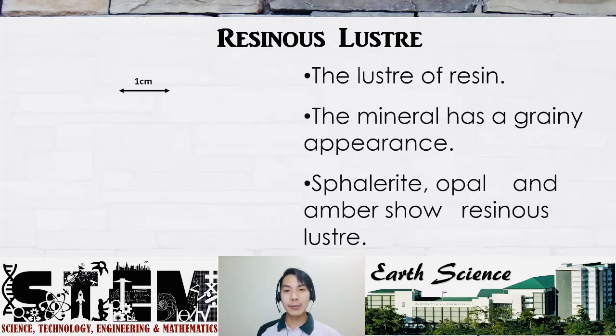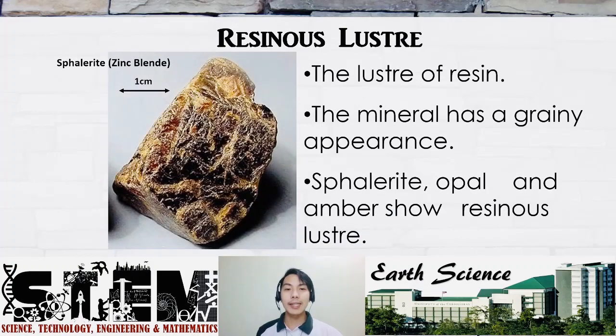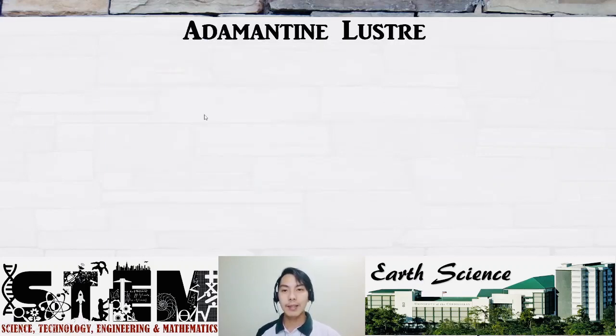Then next we have resinous luster, or the luster of a resin, in a mineral that has a grainy appearance. Examples are sphalerite, opal, and amber. These show a resinous luster. Or another example, if a mineral looks like the color of a ruby, if the mineral resembles the color of a ruby, then it can be considered to have a resinous luster.